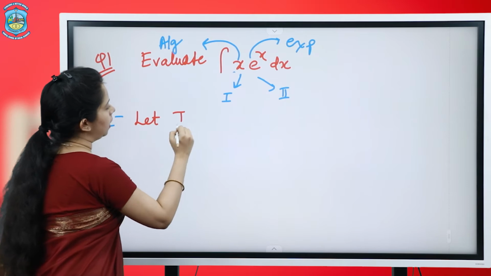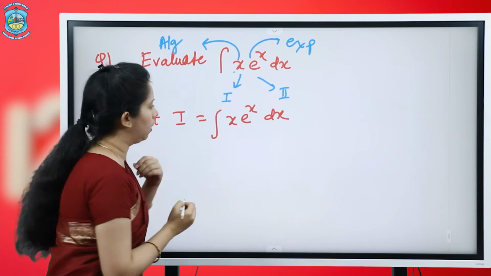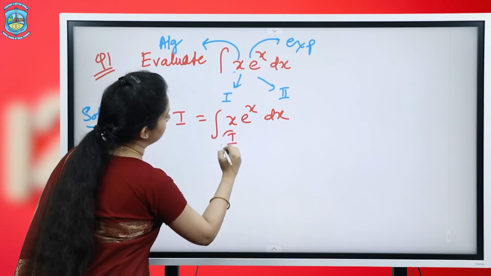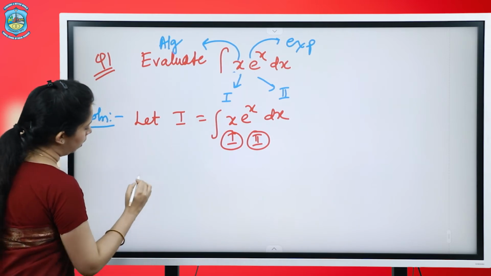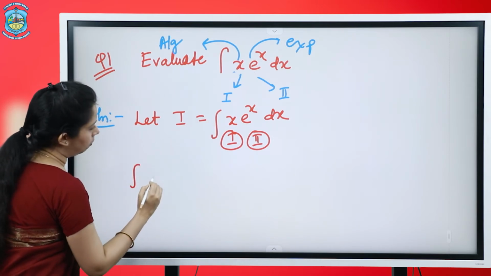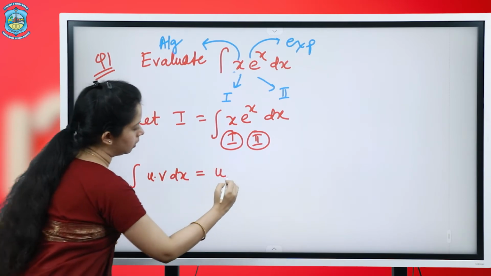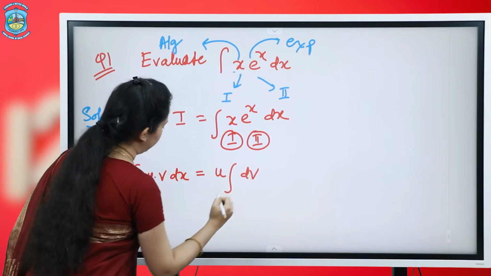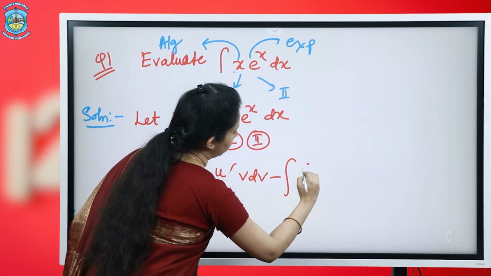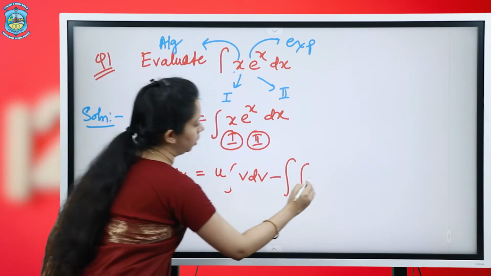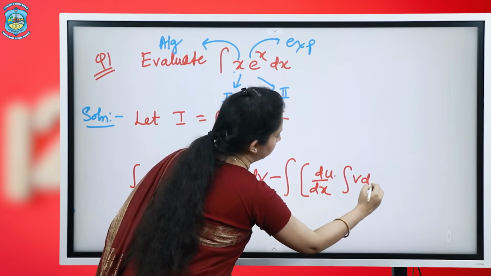So let I is equal to integral x e raised to the power x dx. This is our integral. The first function is x and the second function is e raised to the power x. So using the formula for the product of two functions u and v, the first function remains as it is, integration of the second, minus whole integration, differentiation of the first function and integration of the second function.